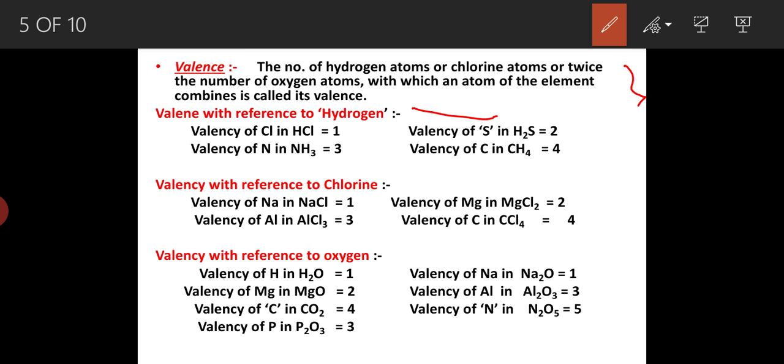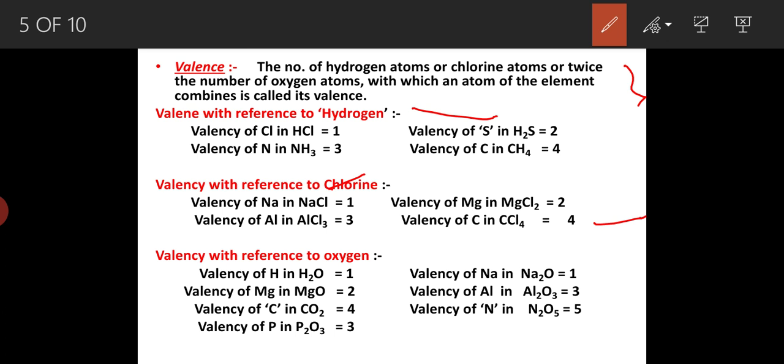Then valence with reference to chlorine atom. The valence of sodium in NaCl is 1, that means one sodium is combining with one chlorine atom, and the valence of magnesium in MgCl2 is 2, that means magnesium is combining with 2 chlorine atoms. In the same way, the valence of aluminum in AlCl3 is 3, and the valence of carbon in CCl4 is 4.